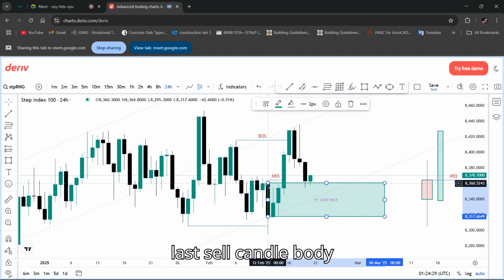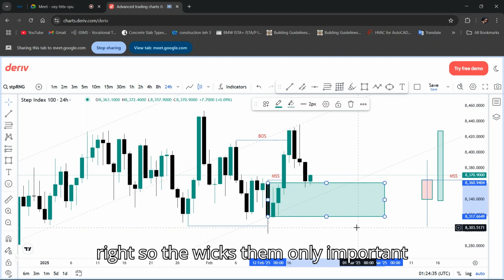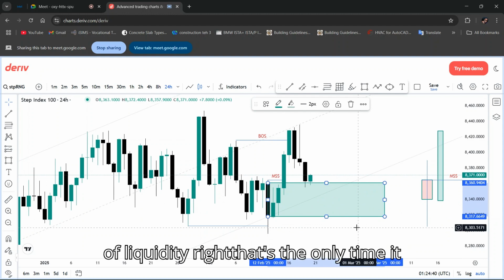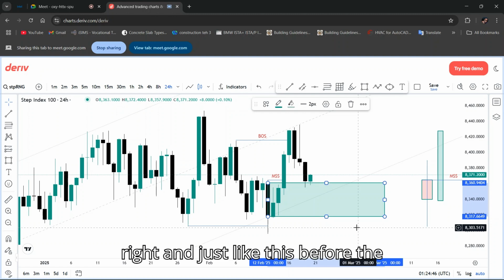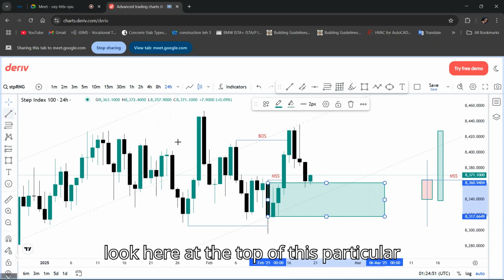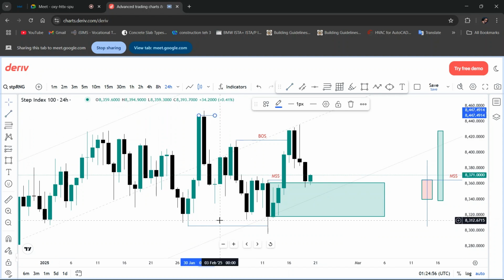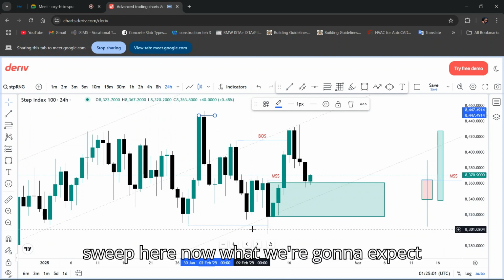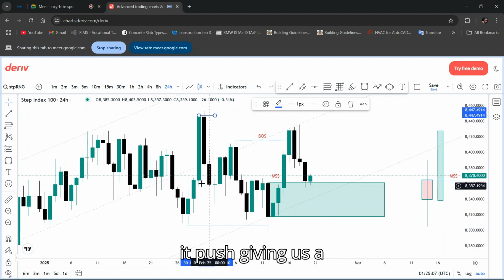The last sell candle body. The wicks are only important when you try to identify if there is a sweep of liquidity. That's the only time it is significant. It shows you what to do. Before the market makes any kind of movement, it has to sweep one side before it moves. Look here, at the top of this particular part, we see a sweep, and after the sweep, it drops for your sell. We get a sweep here now. What are we going to expect to happen? We get a sweep, it pushes.